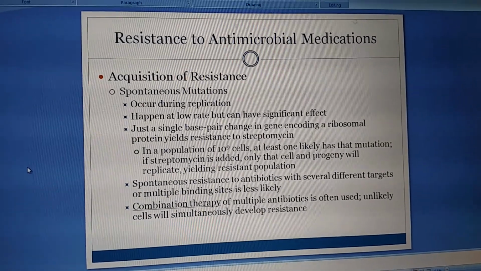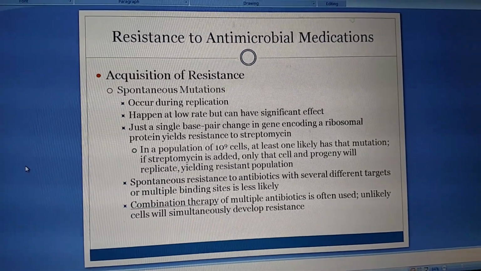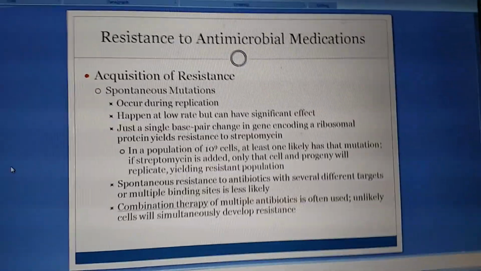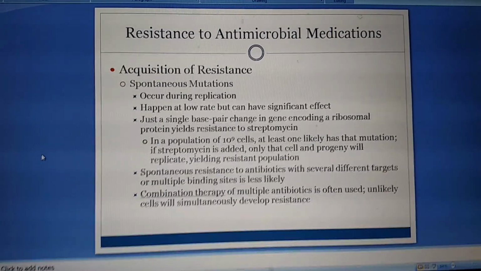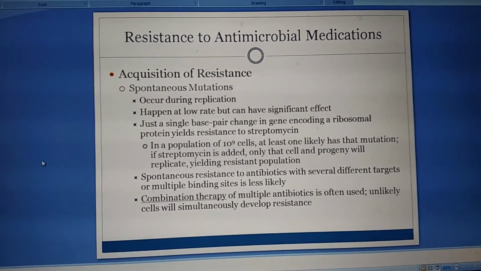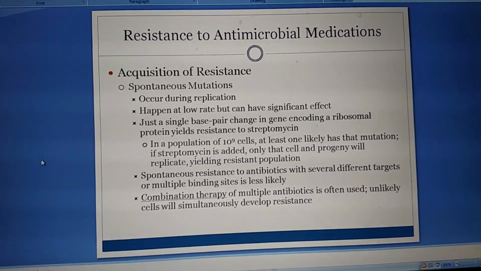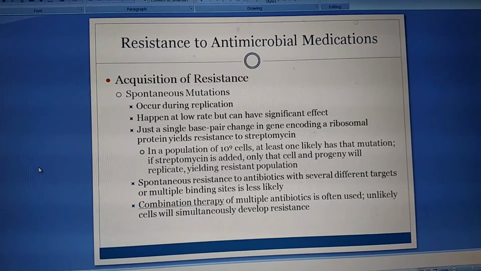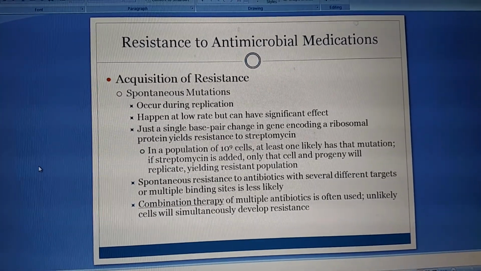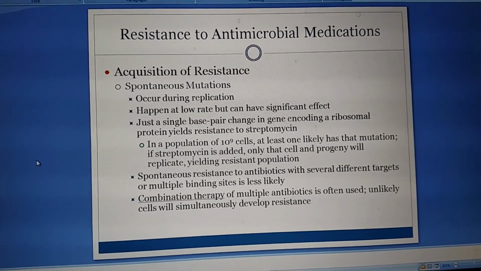Now, spontaneous resistance to antibiotics with several targets is less likely. This is why a lot of times we now use combination therapy with more serious diseases, because if you use multiple antibiotics, the chances that the cell will have simultaneous mutations to allow resistance to multiple drugs is very unlikely.